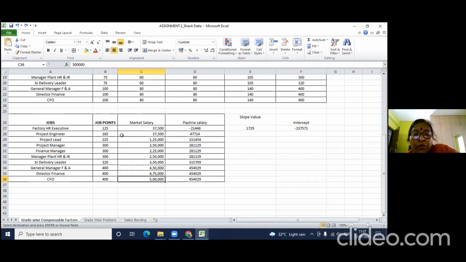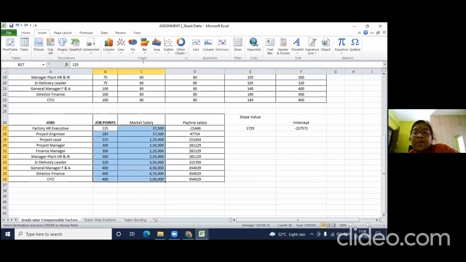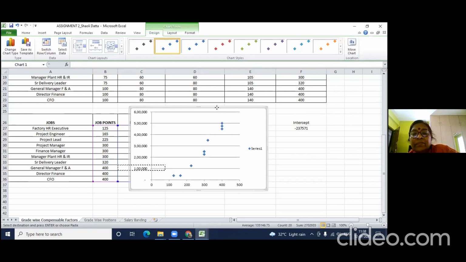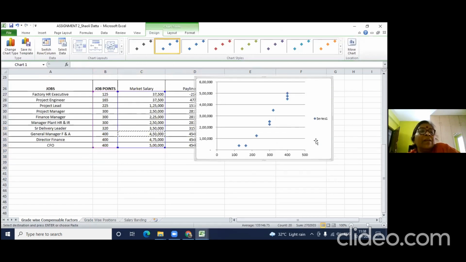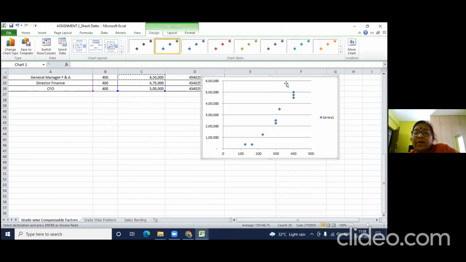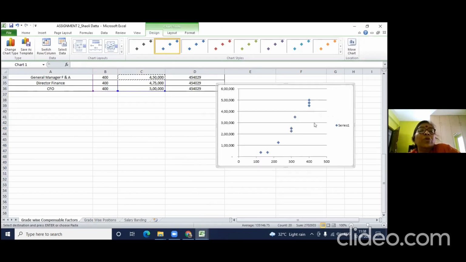Now what you do, highlight, select your X and Y data. Select your X and Y data. Go to insert. Now go to scatter. Take the first one. Then you can go to quick layout. Here it is. Go to design. Click on design. Can you see? Design is next to view. Click.